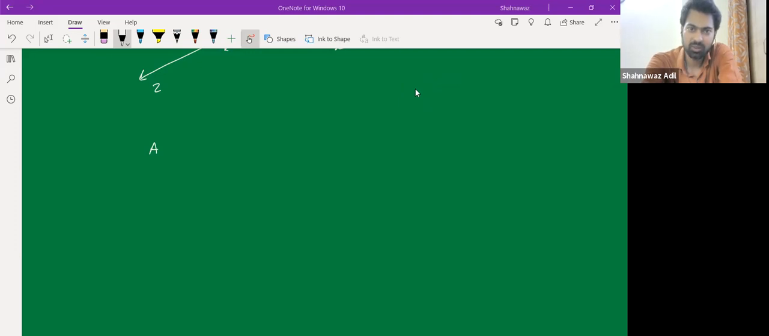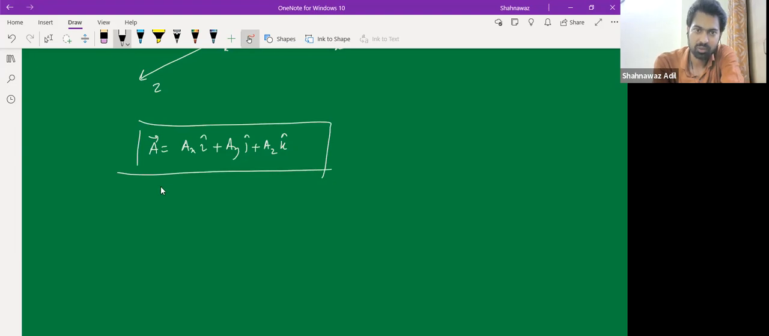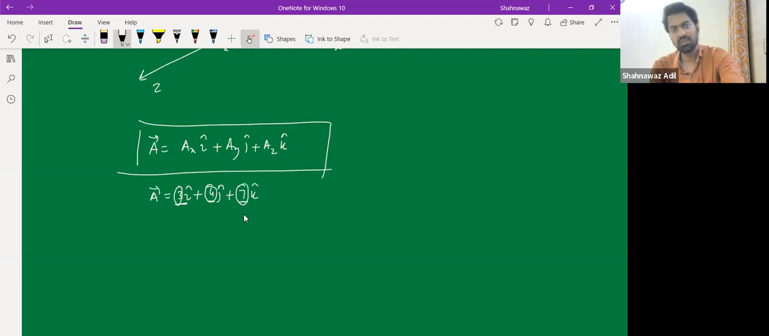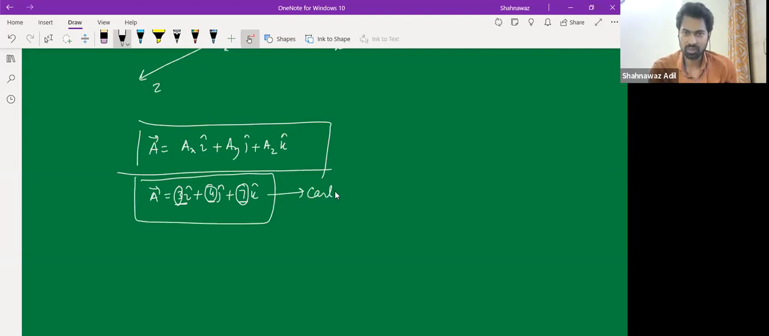So we can represent any vector in the form of x component, y component, and z component. Let's say I write a vector as 3i plus 4j plus 7k, which means in the x direction I have moved 3 units, in the y direction 4 units, and in the z direction 7 units. This representation is called the Cartesian form. You guys already know, right?